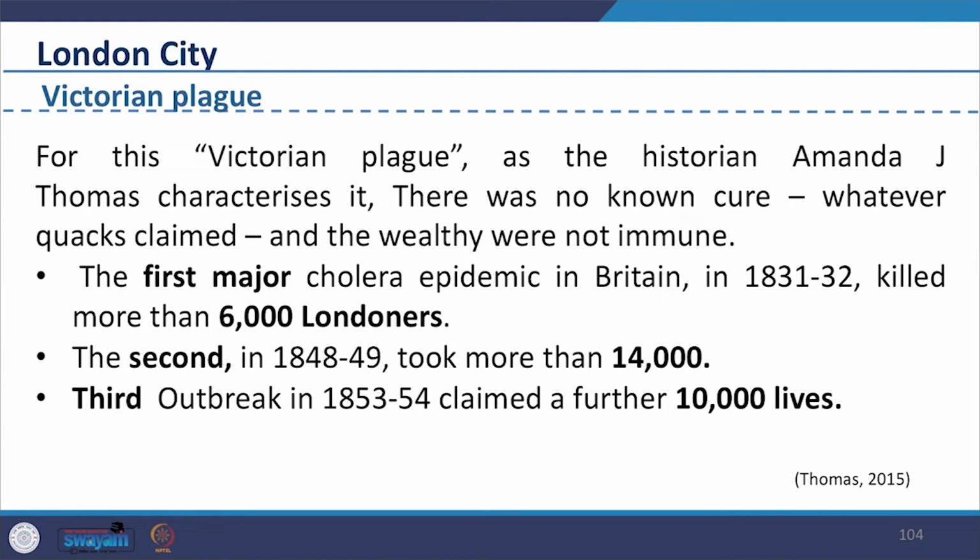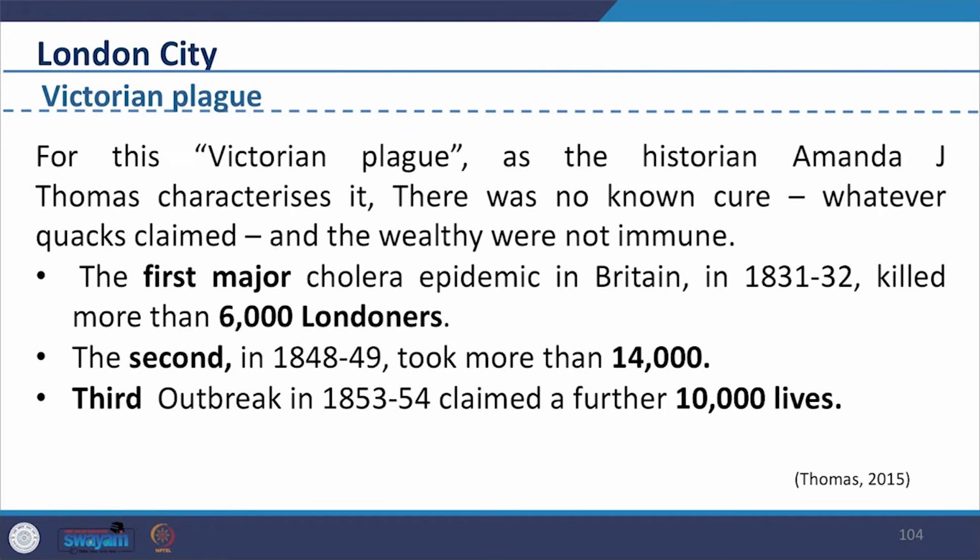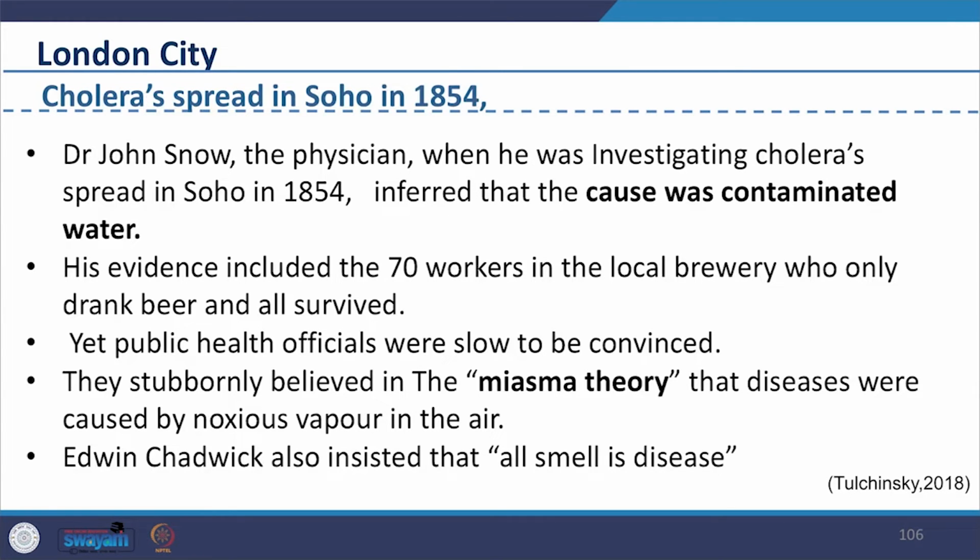The first major cholera epidemic in Britain in 1831-32 killed more than 6,000 Londoners. The second in 1848-49 took more than 14,000. Another outbreak in 1853-54 claimed a further 10,000 lives. Dr. John Snow, the physician, when he was investigating the spread of cholera in Soho in 1854, inferred that the cause was contaminated water. His evidence included 70 workers in the local brewery who only drank beer and all survived. Yet public health officials were slow to be convinced.